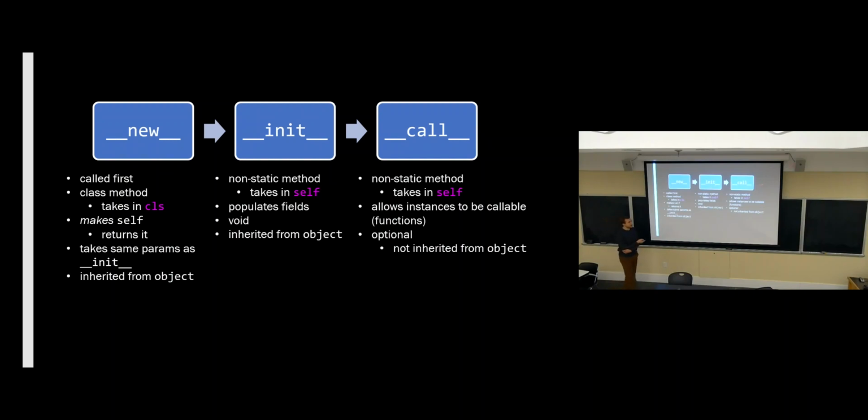And then call is kind of separate because call is optional. Call is not part of the process of creating an instance. Call is what we implement if we want to make our instance callable. So if we want our instance to be usable as a function, we implement call.